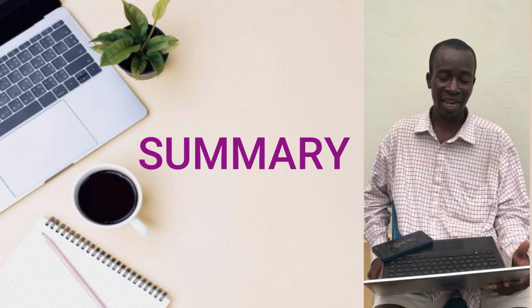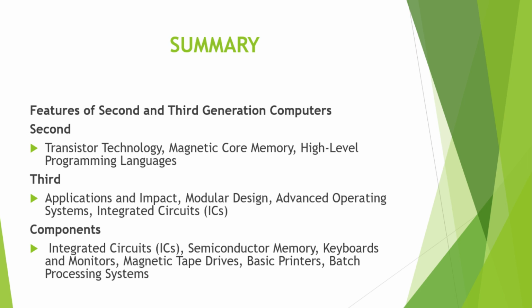Thank you. Let me start with this one. The features of second and third generation of computers. So transistor technology, magnetic core memory, high-level programming language. These are the first ones that you should know. The third: application and impact, modular design, advanced operating system, integrated circuits, that is ICs. And for components too, we can also talk about this one: integrated circuit, that's ICs. That's semiconductor memory, keyboard and monitors, magnetic tapes or drives, basic printers, and batch processing systems.